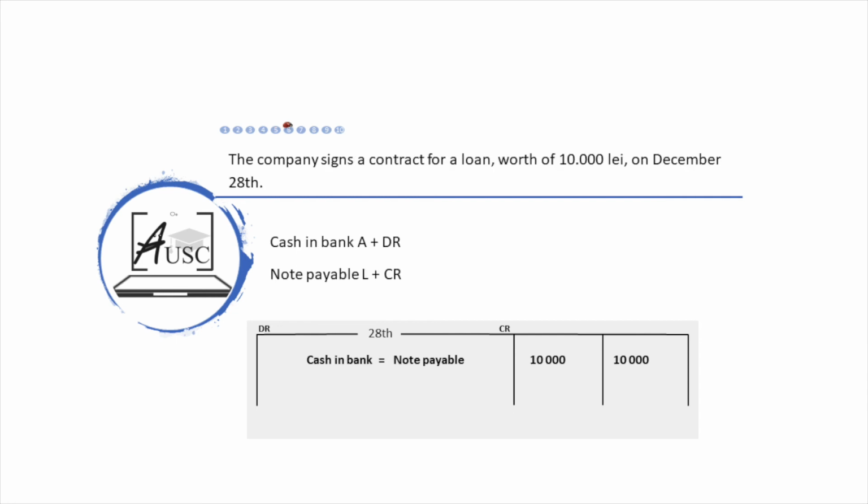The journal entry is on the debit record we have customer equal service revenue on the credit record with the value of 3,000. The company signs a contract for a loan worth 10,000 lei on December 28th. We have cash in bank, assets plus debit record, note payable, liability plus credit record. The journal entry is cash in bank equal note payable 10,000 lei. The company collects the receivable from the customer number 1 on December 28th. Cash in bank, assets plus debit record, customer, assets minus credit record. The journal entry is cash in bank equal customer 5,000.